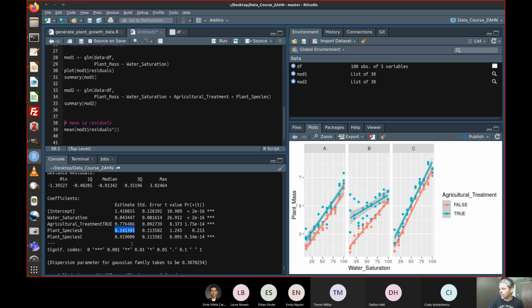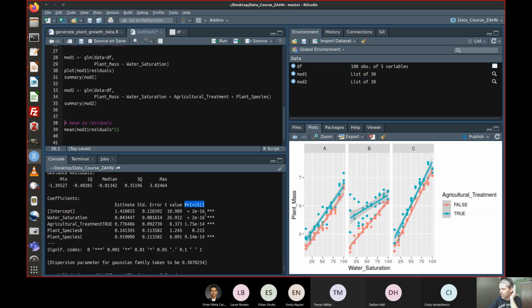This is the effect of being plant species B. This is the effect of being plant species C. Plant species A was the first one it saw, and so it kind of leaves it out. That's 0. So it bases the rest on this. So if you're B, they expect you to have this much more on average. Plant species C to have this much more on average. So we're getting a feel for this, okay?